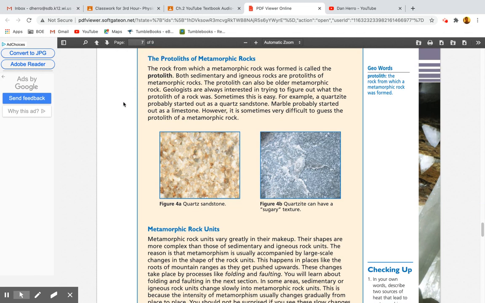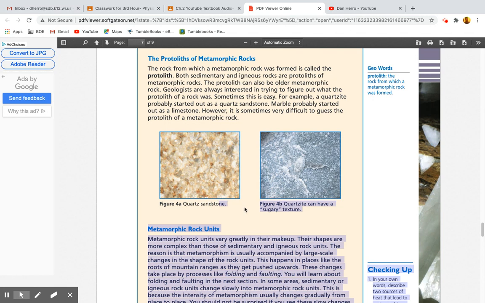The protoliths of metamorphic rocks. The rock from which a metamorphic rock is formed is called the protolith. Both sedimentary and igneous rocks are protoliths of metamorphic rocks. The protolith can also be older metamorphic rock. Geologists are always interested in trying to figure out what the protolith of a rock was. Sometimes this is easy. For example, a quartzite probably started out as quartz sandstone. Marble probably started out as limestone. However, it is sometimes very difficult to guess the protolith of a metamorphic rock.